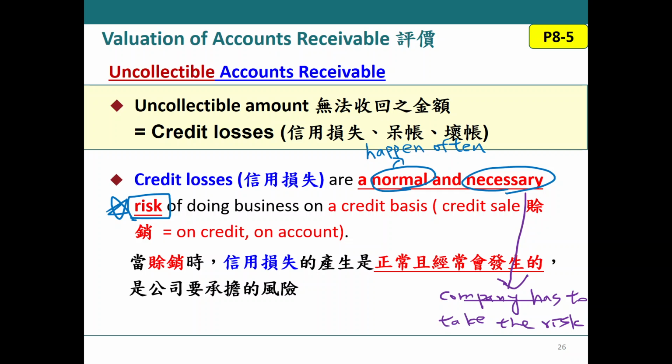Why? Because you will lose your customer, right? Remember, customers say, I want an oral promise. Could you say no? You cannot. In order to sell the products, to earn the revenues from customers, you have to take the risk to accept the customer's conditions. Okay, so that's why it's necessary.